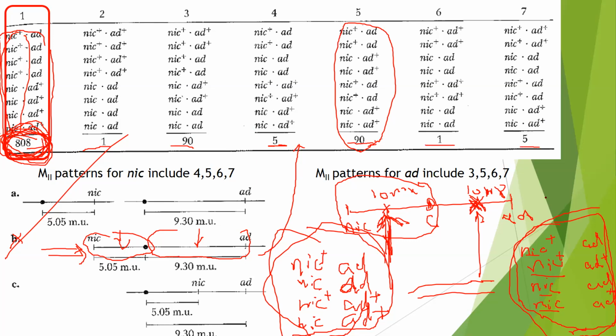Right. The Nick and the AD in option C are more likely to be inherited together. Yep. All right, I understand now. Thank you very much for your time and help.